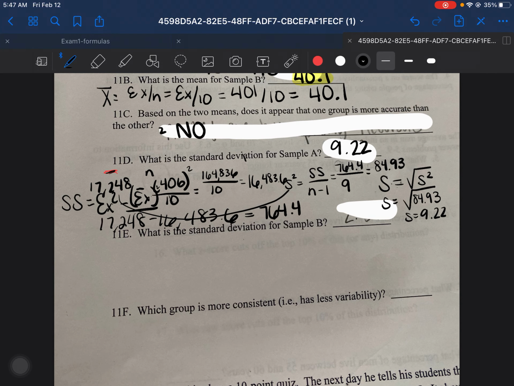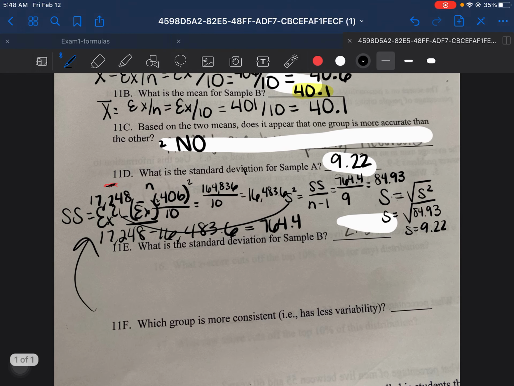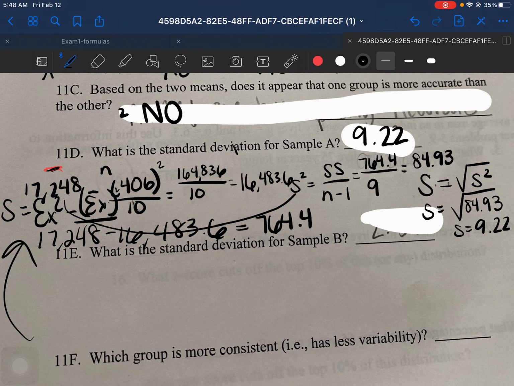And then the next one, we're going to do the same exact thing, except we're going to do it for sample B instead of sample A. So I'm actually not going to run through this just because it's going to be the same exact thing as this. If you guys want more practice with standard deviation, let me know and I can do some more problems. But I don't want this video to get crazy long. So I'll just go ahead and tell you that the standard deviation for sample B was 2.56.